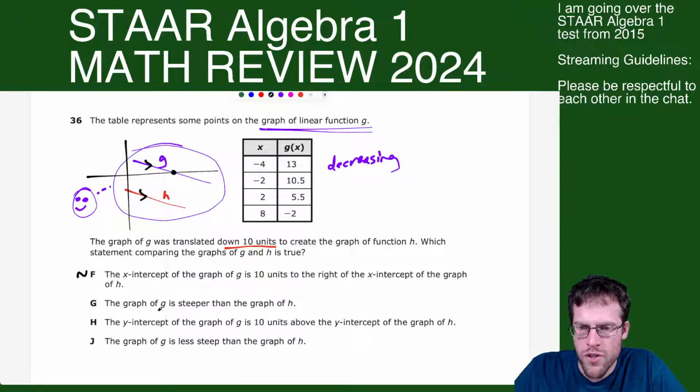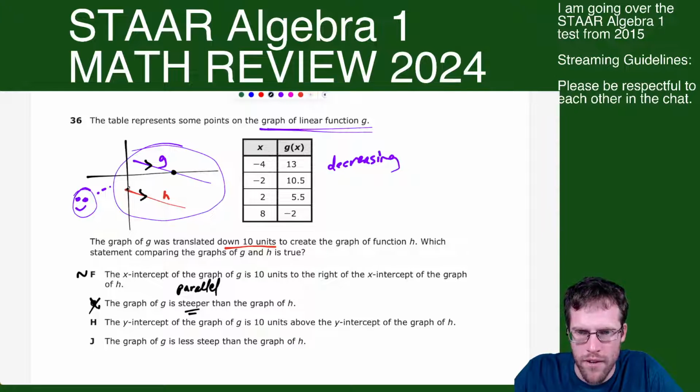The graph of g is steeper. No, the graphs here are the same slope. The lines here are actually parallel. So they have the exact same steepness. So this is out. The y-intercept of the graph of g is 10 units above the y-intercept of the graph of h. Yes, that is true. If I just slide the graph down 10, then the y-intercept here would be 10 above. So this one is looking good.